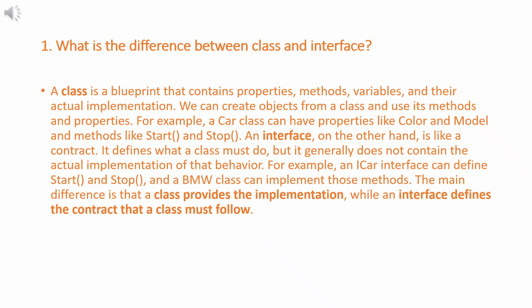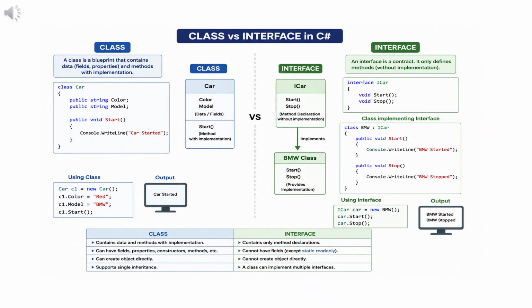An interface, on the other hand, is like a contract. It defines what a class must do, but it generally does not contain the actual implementation of that behavior. For example, an iCar interface can define start and stop, and a BMW class can implement those methods. The main difference is that a class provides the implementation, while an interface defines the contract that a class must follow. This infographic explains the difference between a class and an interface in C# side by side.